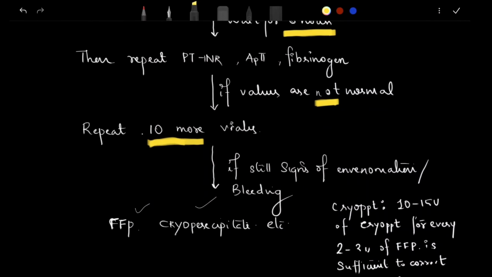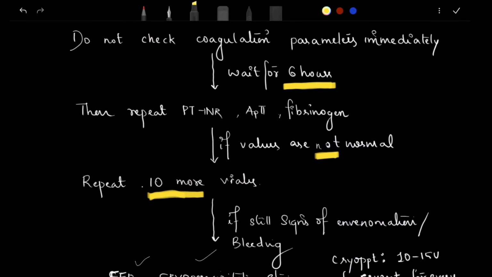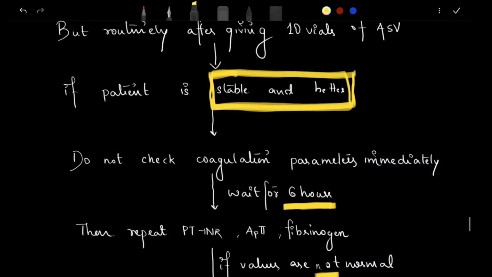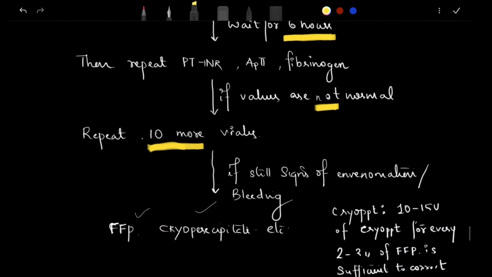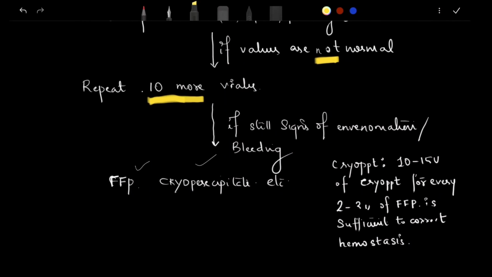Maybe if you check this PT/INR, APTT, it will be deranged, but there will not be any symptoms or signs. Even if it is deranged, you should give those vials. Okay. If there are still signs of envenomation or bleeding, you give FFP or cryoprecipitate. You must understand that 10 to 15 units of cryoprecipitate for every 2 to 3 units of FFP is sufficient to correct hemostasis.